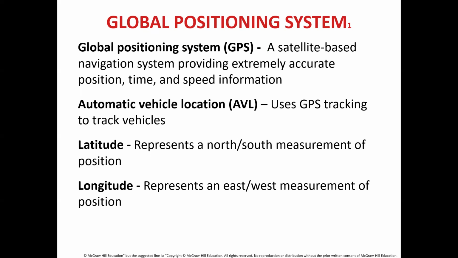Unlike a paper map, a GIS allows for in-depth analysis and problem solving that make marketing, sales, and planning much more successful. A GPS allows automatic vehicle location tracking with the use of latitude and longitude. Latitude represents the north or south measurement of position. Longitude, on the other hand, represents an east or west measurement of a position.